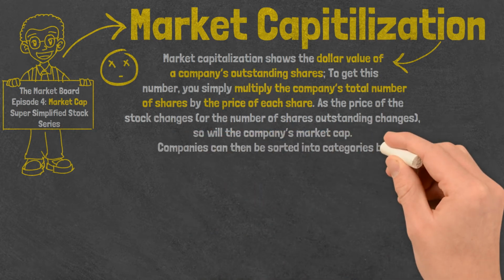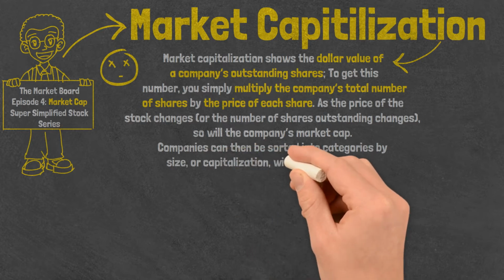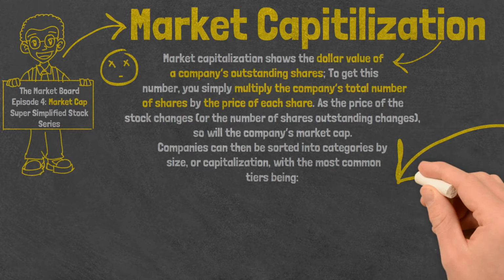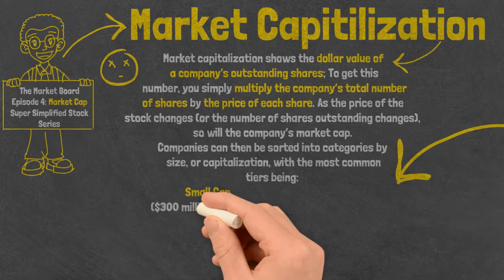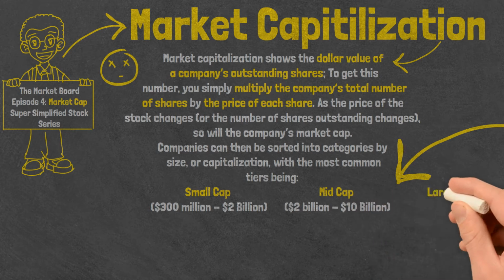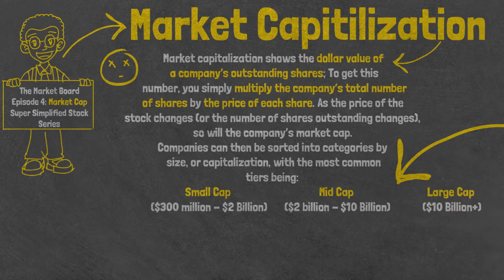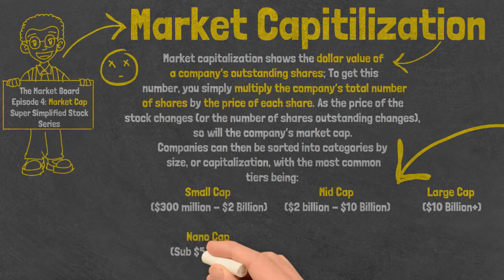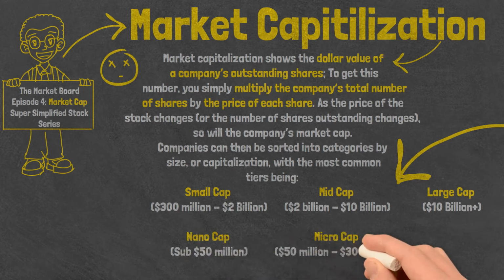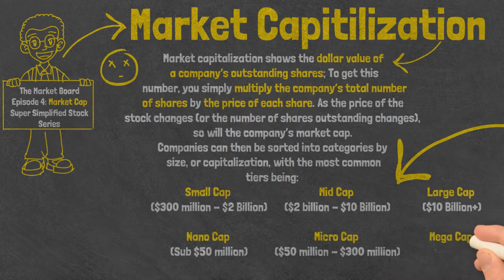Companies can then be sorted into categories by size or capitalization, with the three most common tiers being small, mid, and large cap. And while small, mid, and large cap are your traditional categories, other categories do exist, such as nano cap, micro cap, and even mega cap. Generally speaking, these ranges tend to drift a little bit higher over time as asset prices continue to increase.